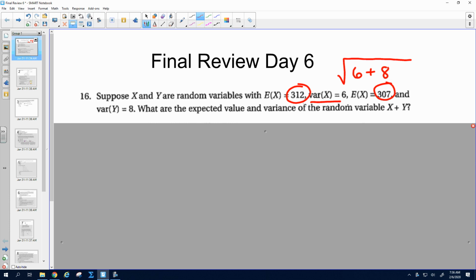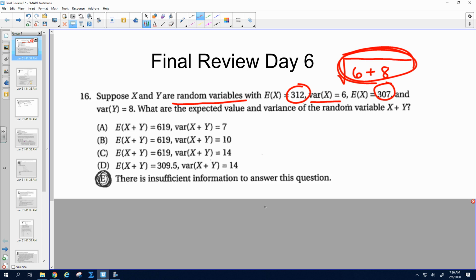independent. So the only way you can do this is if you have two random variables that are independent. And usually the problem states assume that they are independent. But this one did not, and so the answer is E.